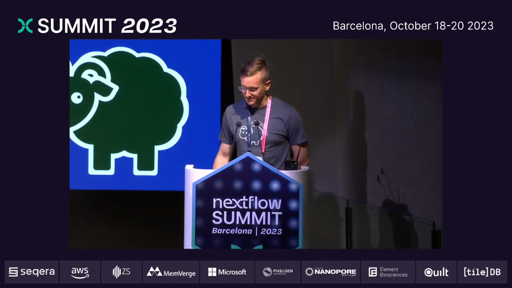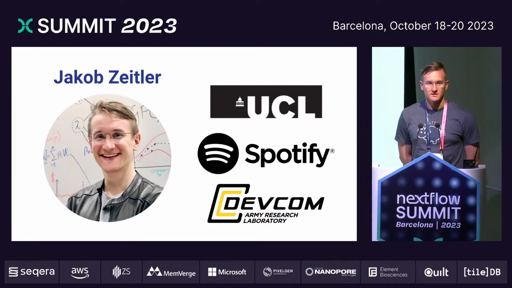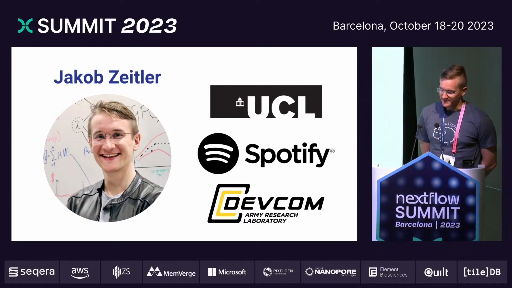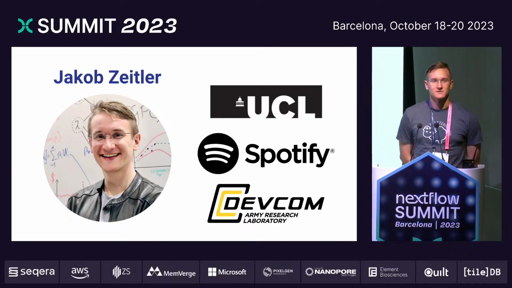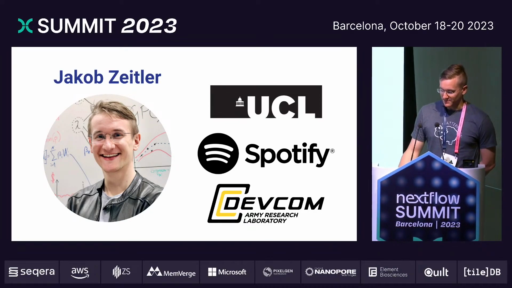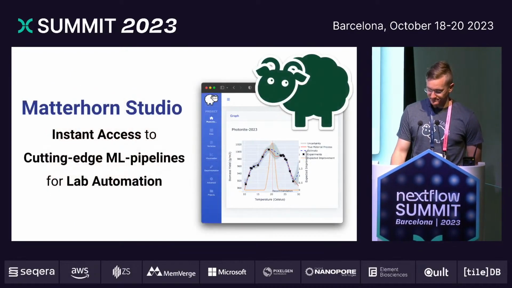I'm Jacob. I'm going to talk about how to use data pipelines in machine learning for material science. I'm a PhD at UCL, University College London. I've also applied my research at Spotify, so your music sounds better. And since 2018, I've been working also in material science, at the Army Research Laboratory on epoxy glass composites.